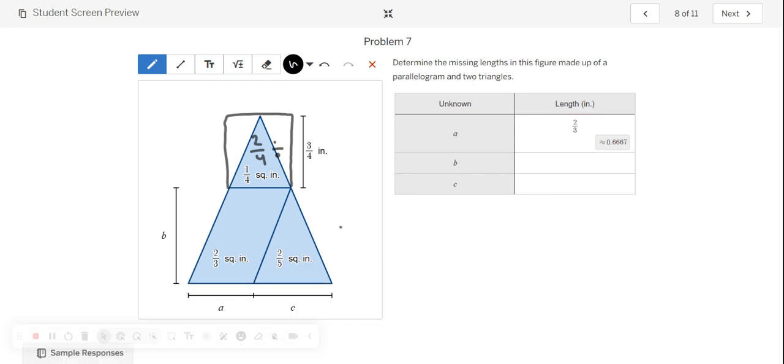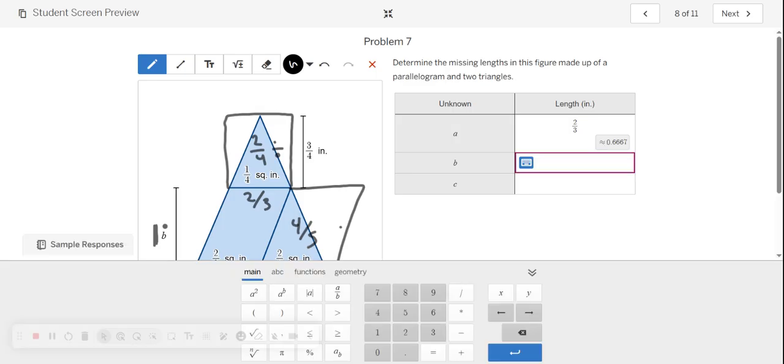Back over here, if this is 2/3 and you have an area of 2/3 square inches, this one must be 1. I didn't have to multiply by 2 this time because it's not a triangle. If this is 1, then this, I'll just do a parallelogram, would be 4/5. And so the base C has to be 4/5. So B was 1. C is 4 divided by 5. And no submit button, so I hit next.